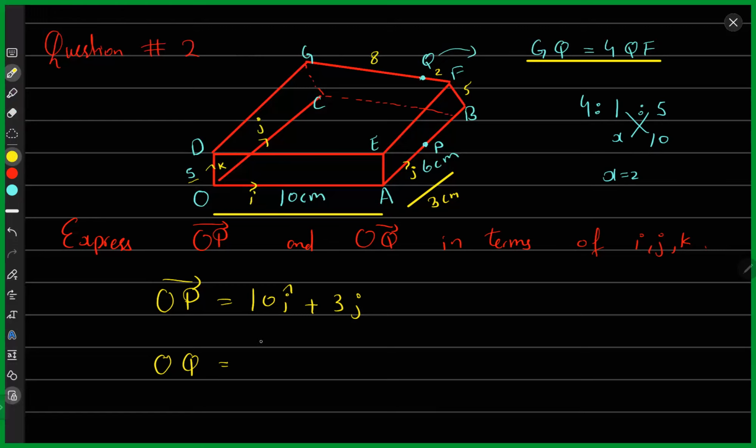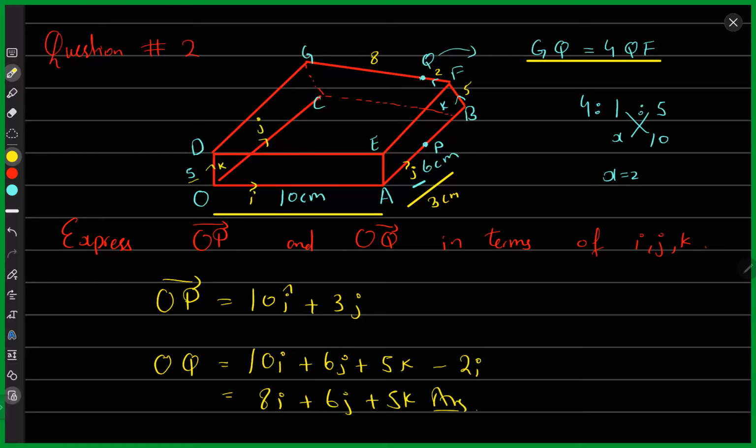So first of all, from O to A would be 10I plus 6J plus 5K minus 2I. Why? Look at it again. From O to A, it would be 10I. This is the positive I direction, then positive J direction, then positive K direction. And then where I'm going like this, that's the negative I direction. So I wrote minus 2I. And finally, I can write it as 8I plus 6J plus 5K as the answer.